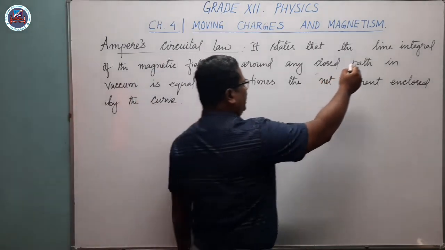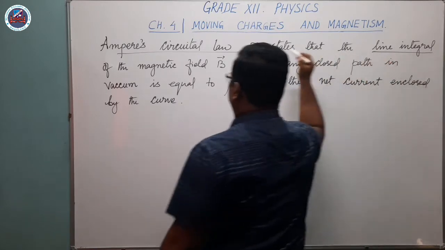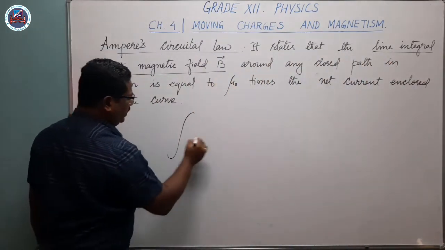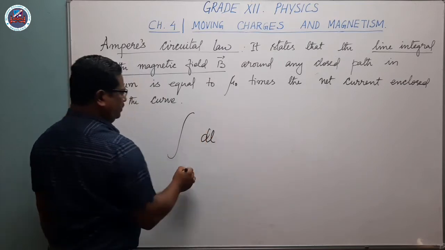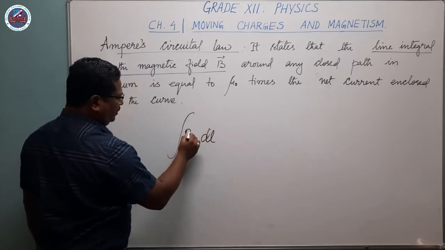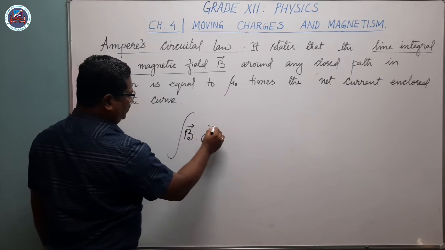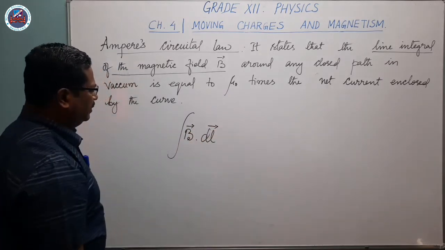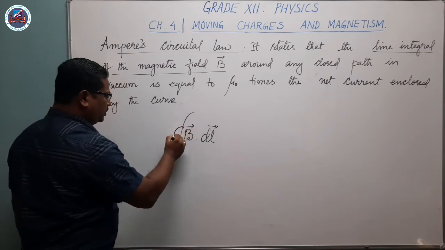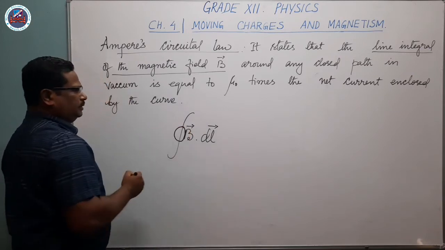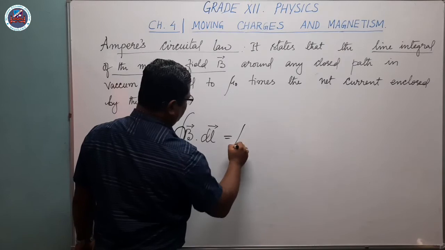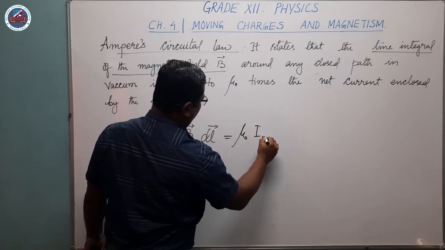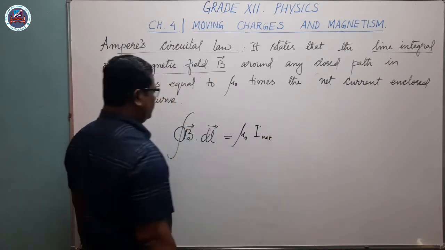Here the line integral of the magnetic field, so surely a line must be there. dl is our line integral element. So, vector quantity, the length also we take as a vector. B dot dl around a closed curve is equal to mu naught times the net current enclosed by the curve.